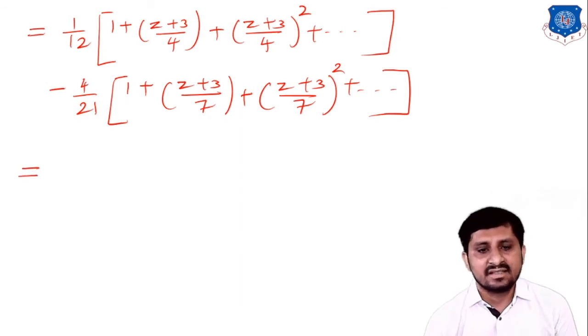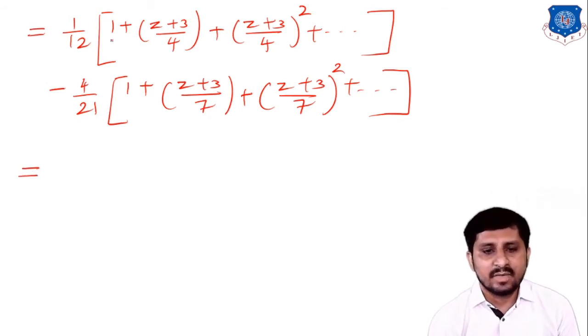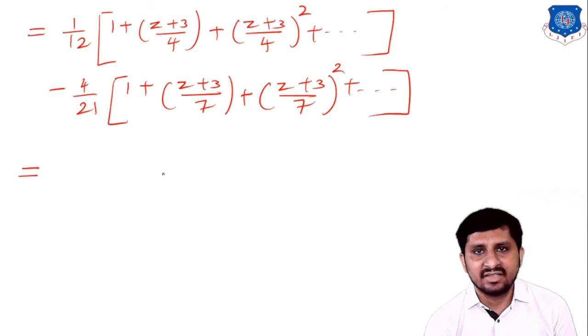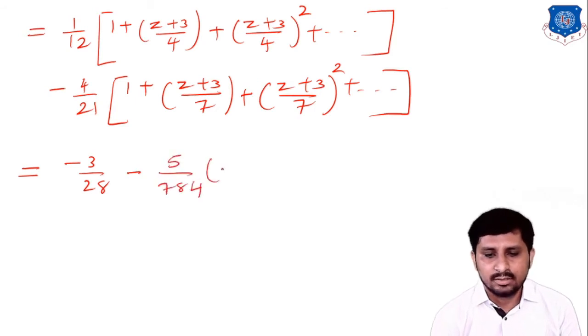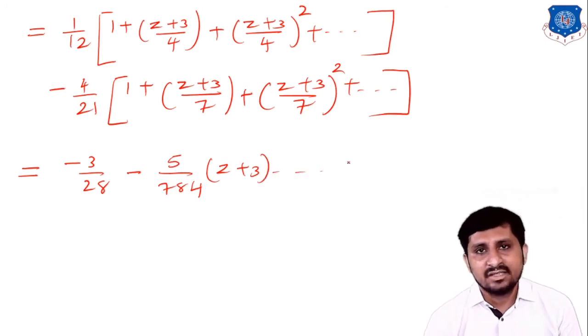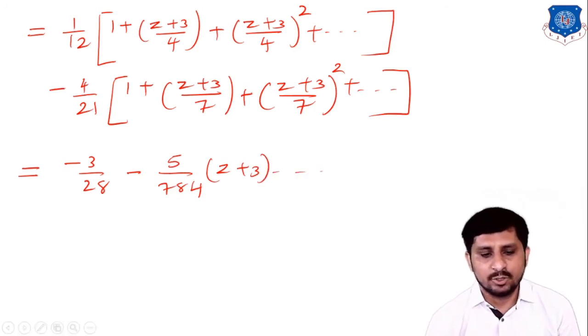So the final answer you can write is 1 by 12 minus 4 by 21, so that can be written as minus 3 by 28 minus 5 by 784 into z plus 3, and so on. So you have to simplify this term also.